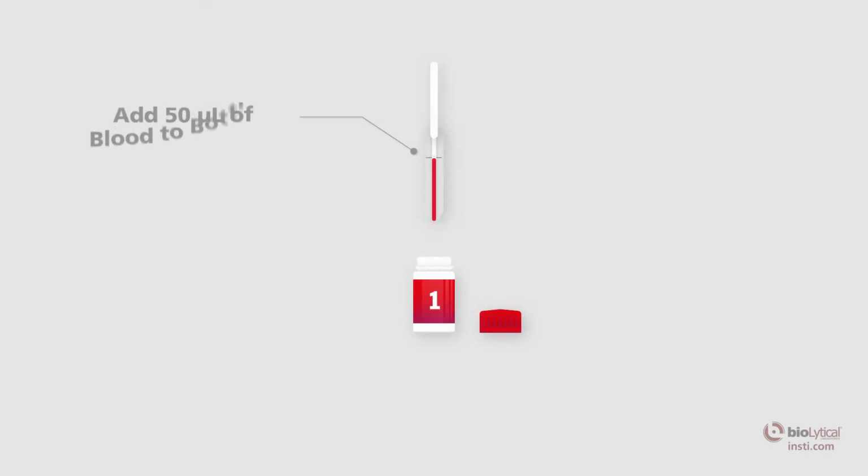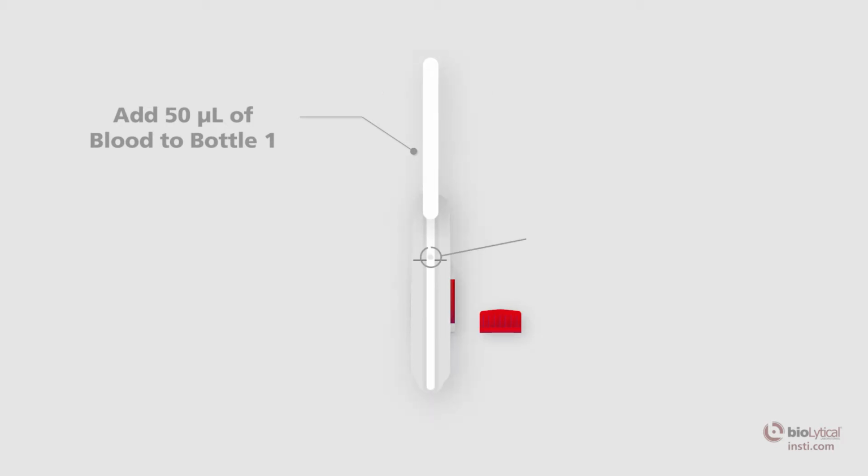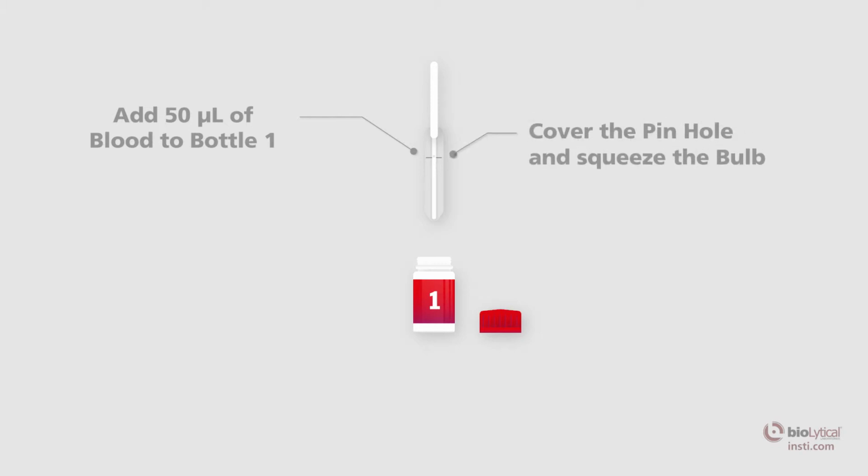Add the 50 microliters of blood from the pipette to bottle number 1, the sample diluent, by squeezing the pipette bulb. The pipette stem has a pin-sized hole located at the black line. Squeezing the pipette bulb usually expels the blood from the pipette stem. However, if squeezing the bulb does not expel the blood sample into bottle number 1, cover the pinhole with gloved fingers and squeeze the bulb again. This should release the sample from the pipette stem.